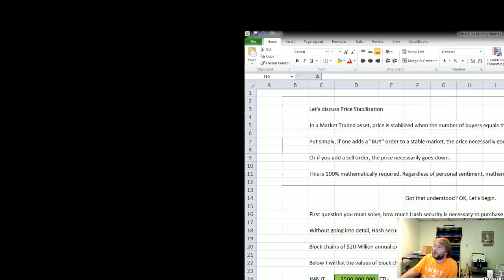Price is stabilized when the number of buyers equals the amount of sellers. Put simply, if one adds a buy order to a stable market, the price necessarily goes up. And if you add a sell order, the price necessarily goes down. This is 100% mathematically required, regardless of personal sentiments. Mathematics drives the market.